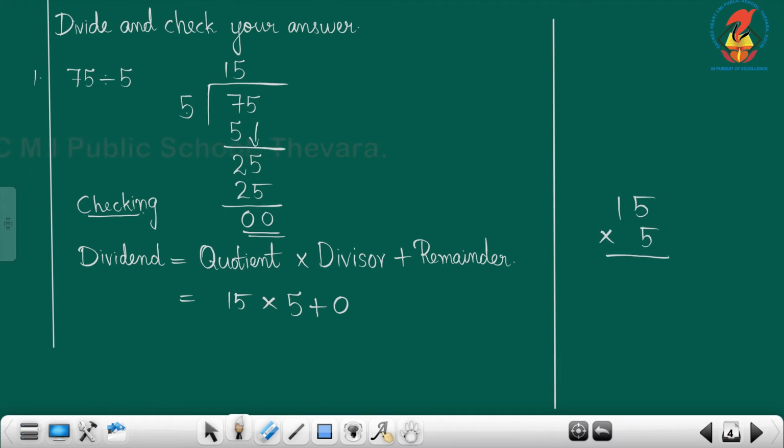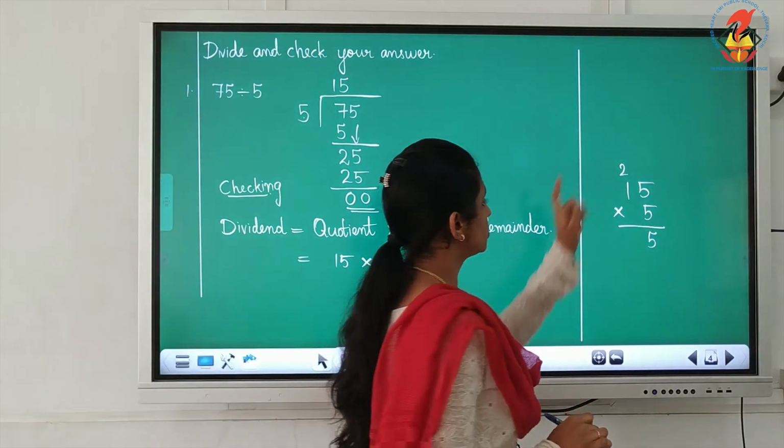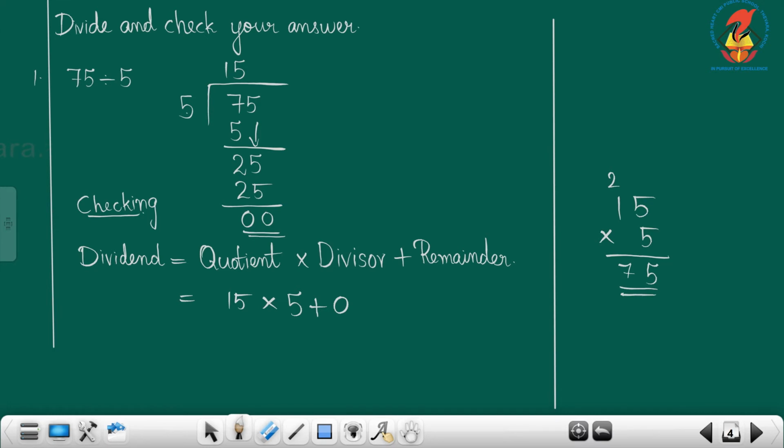So 5 5s are 25. 5 write down, 2 is carry over. Then 5 1s are 5. 5 plus 2 it's 7. So after that multiplication we got that dividend. So both the numbers are same, so that means our answer is correct. Clear?